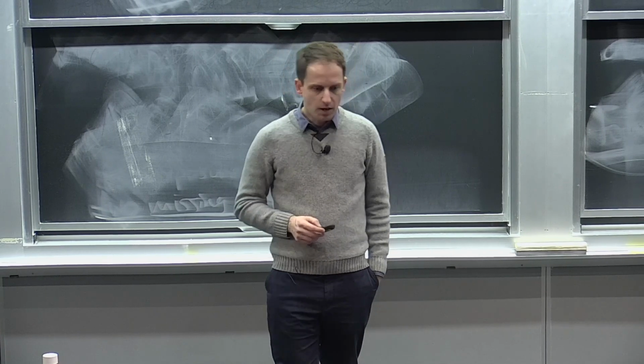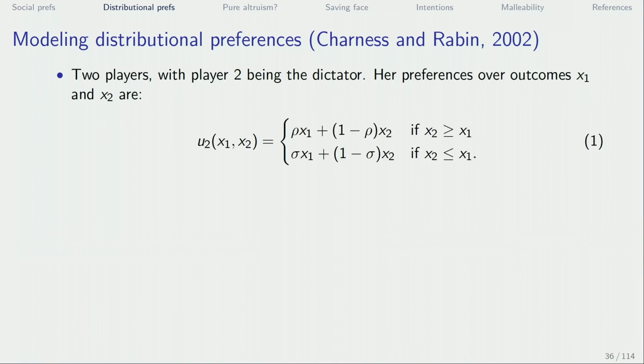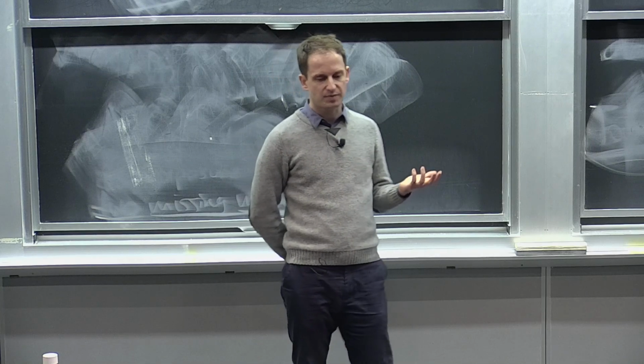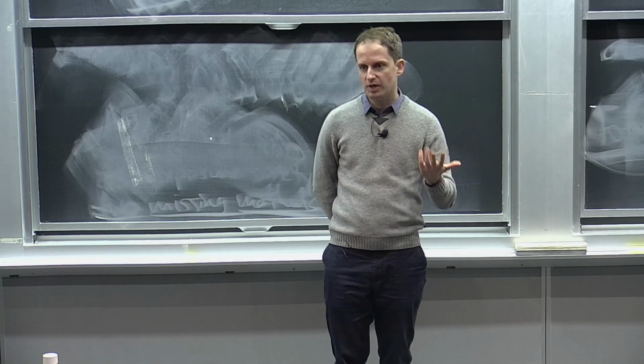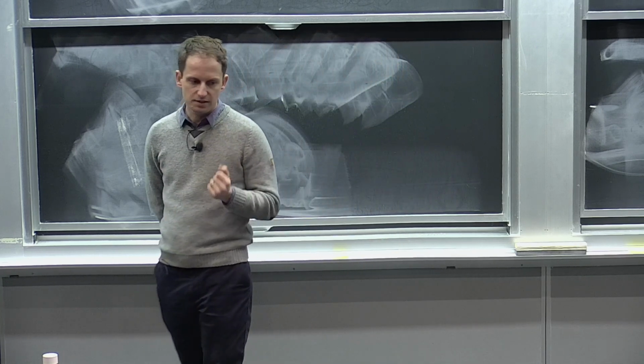Okay, so now, when you think about how you should model these distributional preferences, there's a classic paper by Charness and Rabin. Rabin is the guy that you know from the calibration theorem about risk preferences. The way they model this is very simple. They essentially have preferences over outcomes x1 and x2. Think of this as money. It could also be apples or something else. Money is perhaps a better approximation because the marginal utility of money is rather constant.